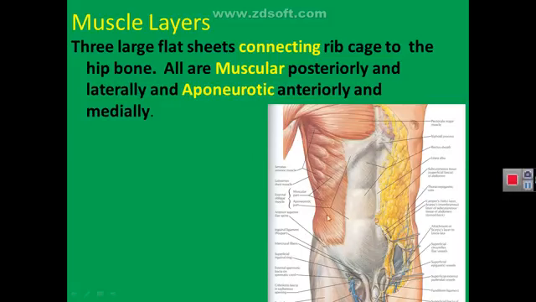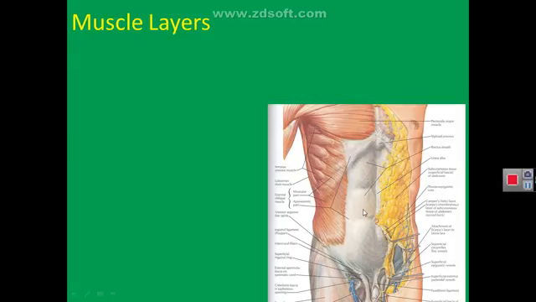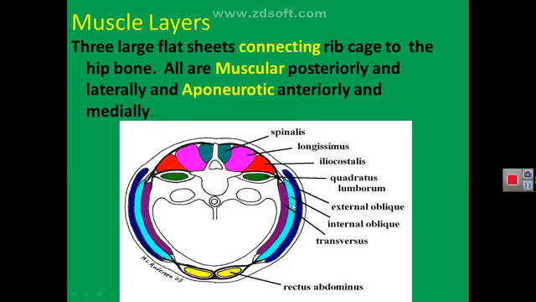You can see the lateral and posterior part of the flat muscles is fleshy, red in color, while the anterior part of these muscles is white, aponeurotic. In addition to the three flat muscles laterally and posteriorly, anteriorly you have the rectus abdominis muscle.